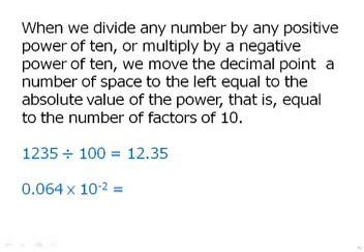0.064 times 10 to the negative 2. I move the decimal point 2 places to the left. I start out with 1 place holding 0, and I'll wind up with 3 place holding zeros. 0.00064.